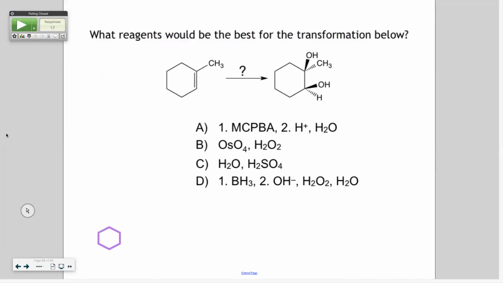All right, so what would you get for answer A if that was the reagents plus that starting material? What would you get? What does that make? They all make some. Every one of them, A, B, C, D. Yes, you would have one OH on one side, and then the OH on the other side would be opposite.